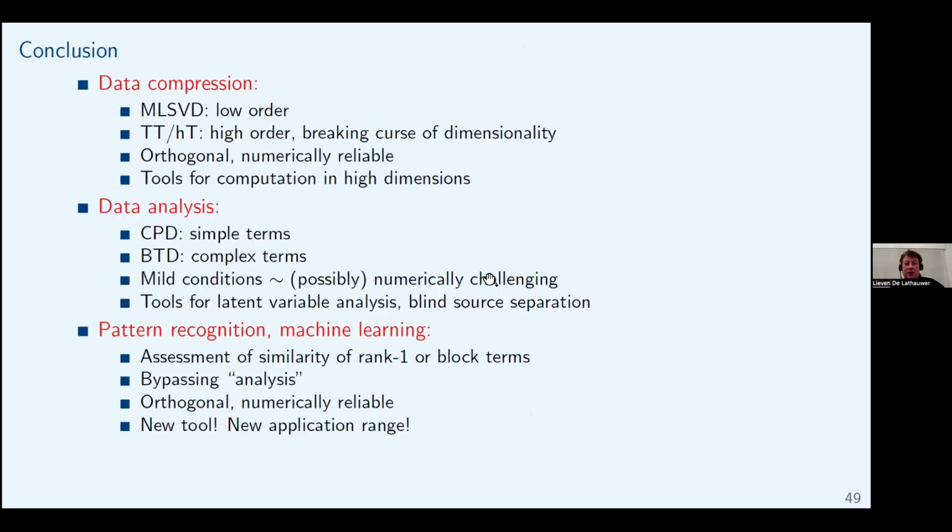Okay, so that's my conclusion. So we have for tensors various tools, SVD type tools for compression, which we have illustrated, CPD type tools for analysis, and then with some tricks, you have also possibilities in the direction of pattern recognition and machine learning. In a numerically reliable way without the numerical challenges that you have here in the data analysis part.